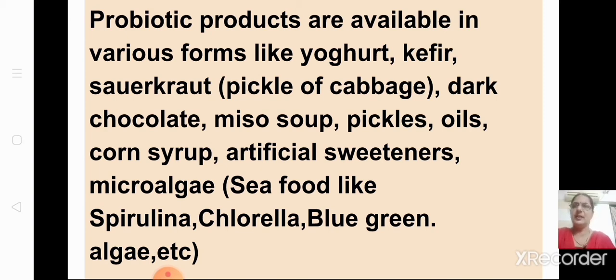Kefir, pickled cabbage, dark chocolate, and so many other products are available along with yogurt. We think probiotics are only yogurt, but there are other products also available in the market. If you don't like the taste of yogurt, there are artificial sweeteners also, and dark chocolate is available, so we can use them to increase the useful microorganisms in our body.